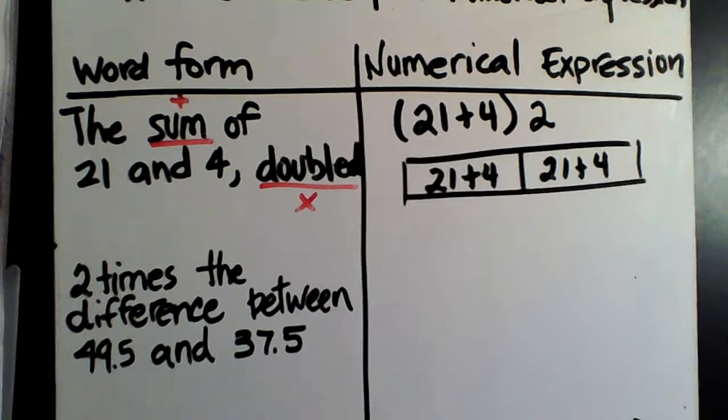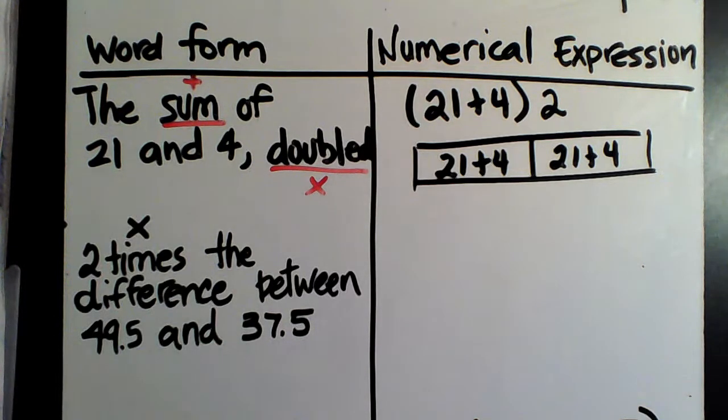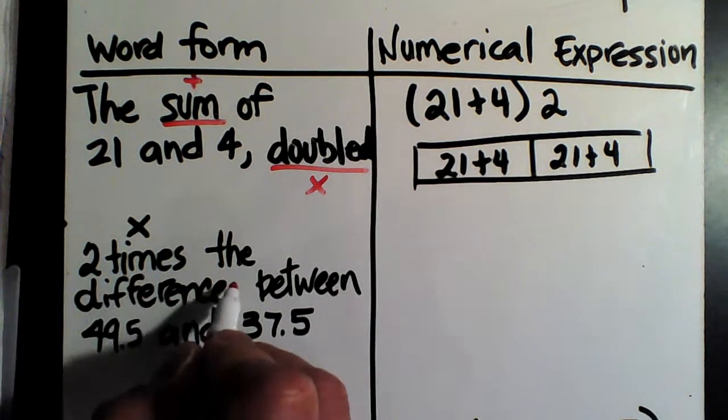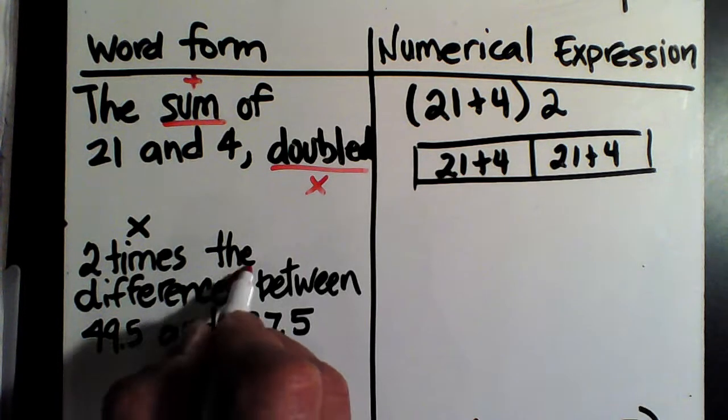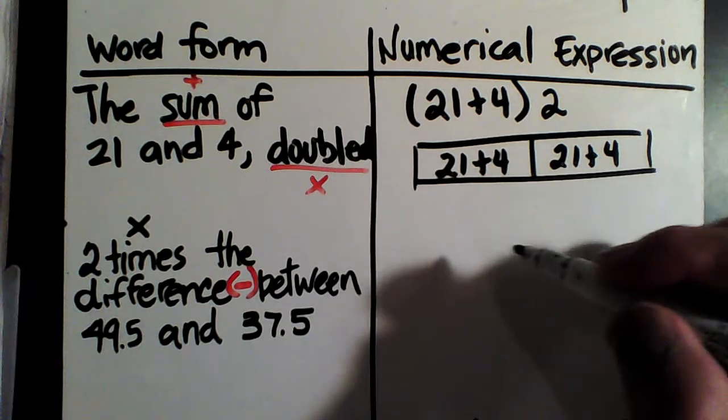Our next problem will be 2 times, which means multiplication. And let me do this with color. When it says the difference, that means it's a subtraction. I'm going to put this in parentheses. A subtraction between what? Well, we have two numbers here. So the subtraction has to be created between these two numbers. And then we have to multiply it times 2. So that's how I'm going to write the expression.